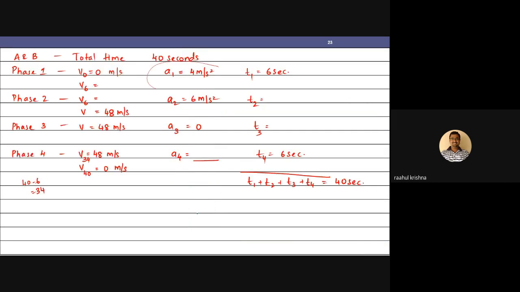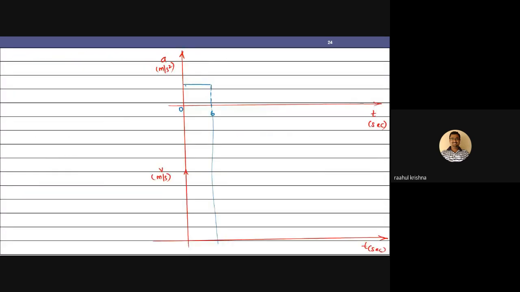What happens to my velocity? Velocity is starting at 0, okay, for time equal to 6 seconds. So what will be the velocity at the end of this, right? What will be the velocity at 6 seconds? मुझे velocity क्या रहेगा?